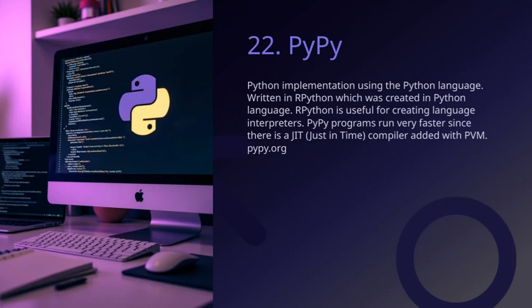Let's take a closer look at PyPy. Essentially, it's an implementation of Python written in RPython, which itself was created using Python. This layered approach is quite interesting because RPython is specifically designed to help create efficient language interpreters. Now, what makes PyPy stand out is its speed. Since it includes a just-in-time, or JIT, compiler along with the PVM, or Python virtual machine, programs run much faster than with standard Python. This combination allows for dynamic optimization during runtime, significantly boosting performance.